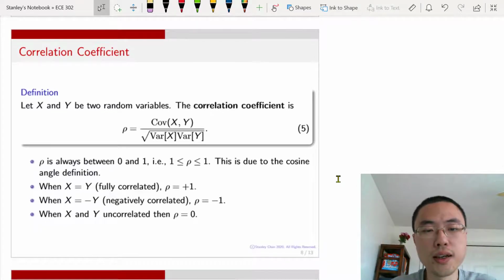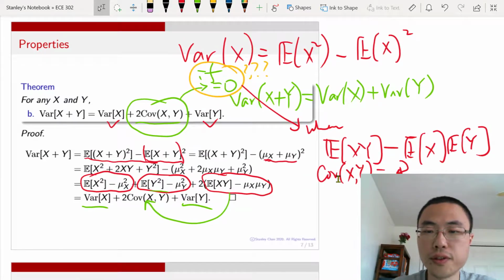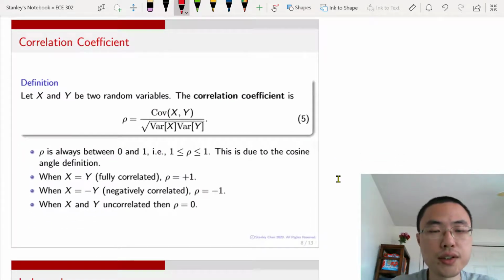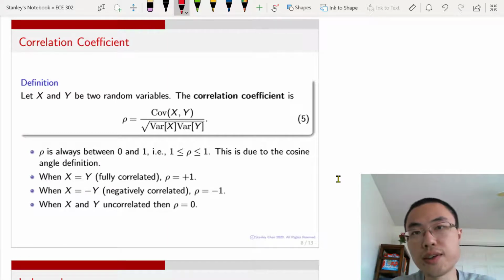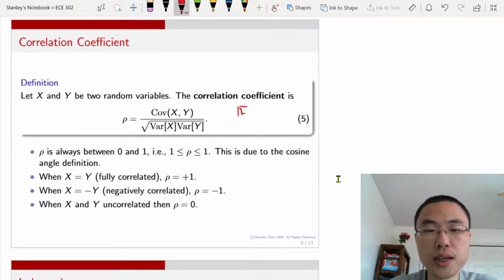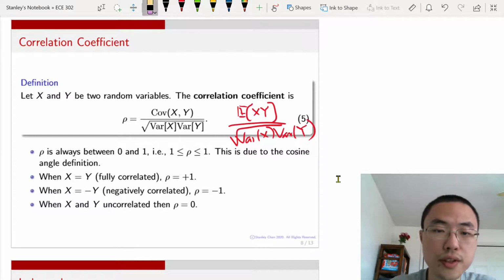Let's also define a term called the correlation coefficient before we come back to the discussion of the covariance equals 0 case. The correlation coefficient is defined as the ratio between the covariance divided by the variance of x and variance of y. Now the difference between this and the cosine angle is that the cosine angle is the expectation of xy divided by the expectation of x squared and expectation of y squared, not the variance of x and y.